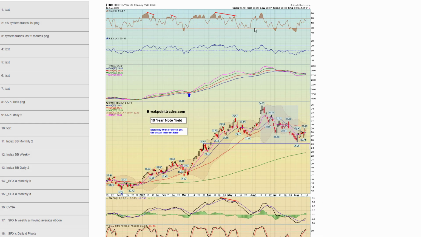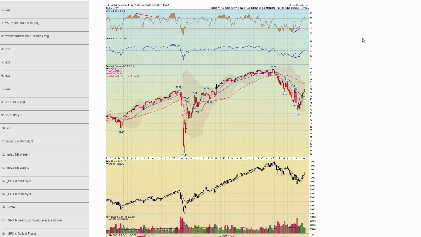Chart 44, here's the 10-year on the daily chart. If we do get another move down, this could be a target area down here. Next. Chart 45, here's the high-yield corporate bonds, HYG. They were quite strong off the lows, and they argued for higher prices for the market, which obviously played out.